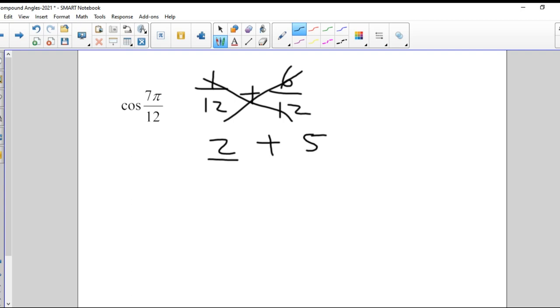What if I did 2 plus 5? All right? 2 over 12 and 5 over 12. Well, that's great for the 2 over 12 because that's pi over 6, but 5 over 12, that's nothing. I don't have anything with that. So that's not going to work as well.